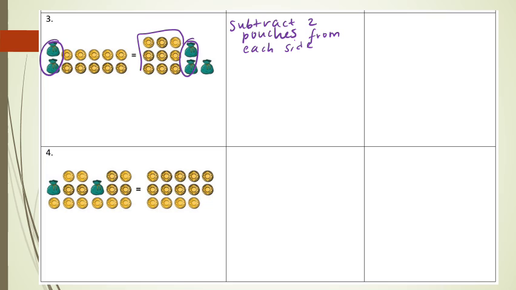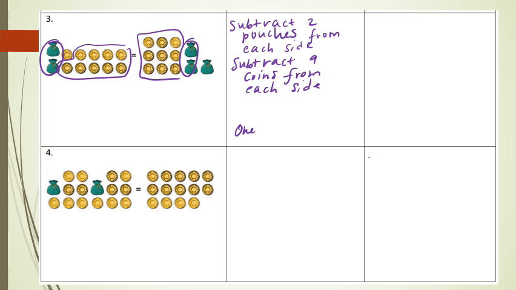Well, I have 9 here. I can take away 9 here. And at that point, I can see that I'm left with 1 pouch for 1 coin. So I'm going to subtract 9 coins from each side. And so I get that 1 pouch has 1 coin. Of course, though, I'm going to check.